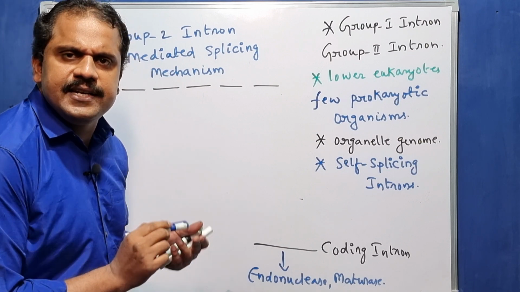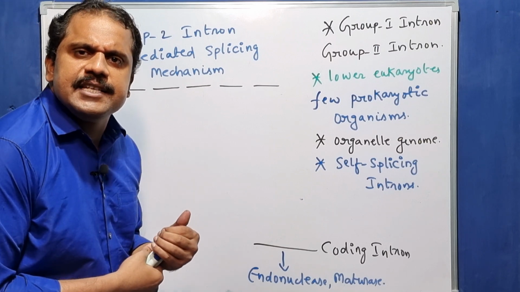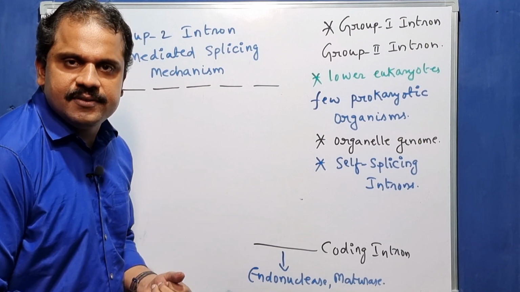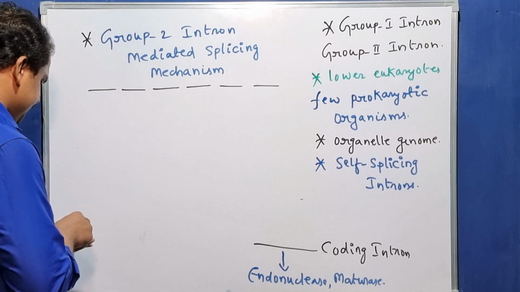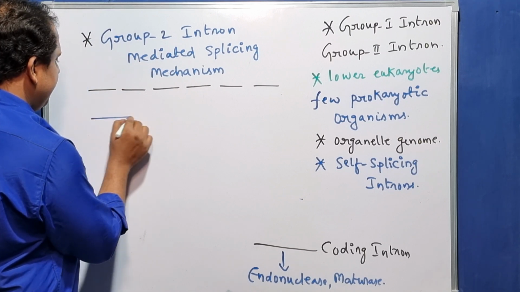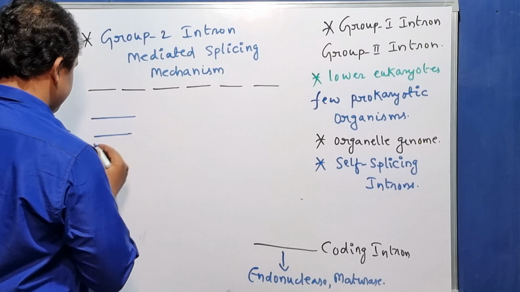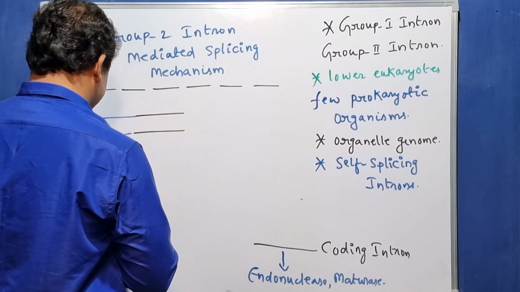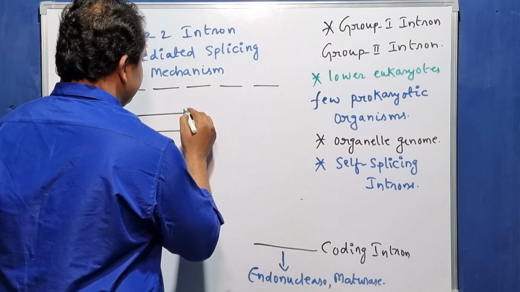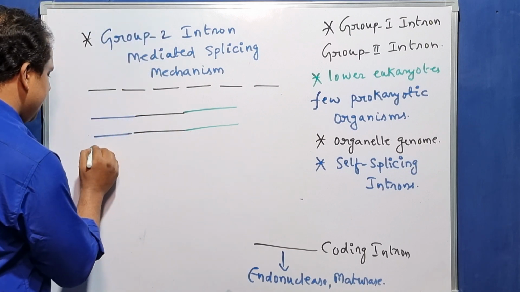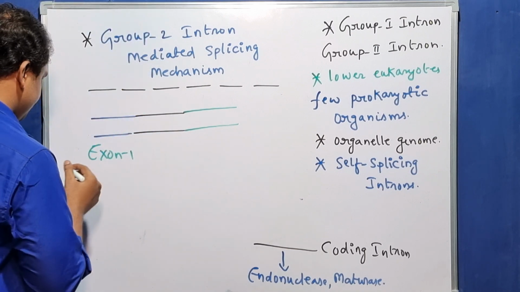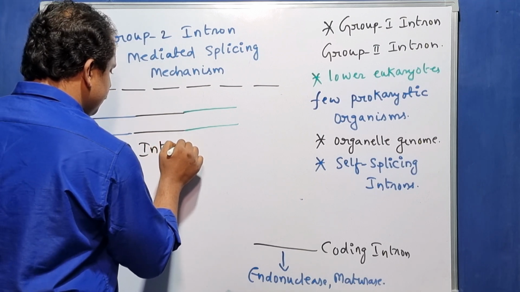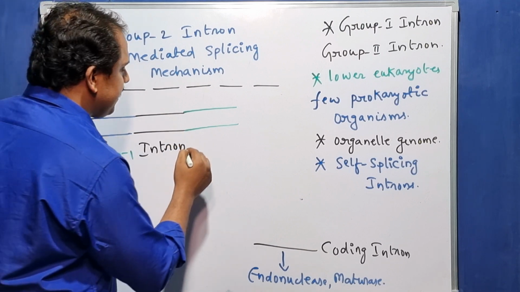Once the double-stranded genomic sequence participates in the transcription process, it leads to the formation of a primary transcript. Is it clear? So let me present it here. So here it is nothing but the double-stranded genomic sequence. So here it is nothing but the exon 1, and again here it is nothing but the intron. Is it clear? And here it is nothing but the exon 2.